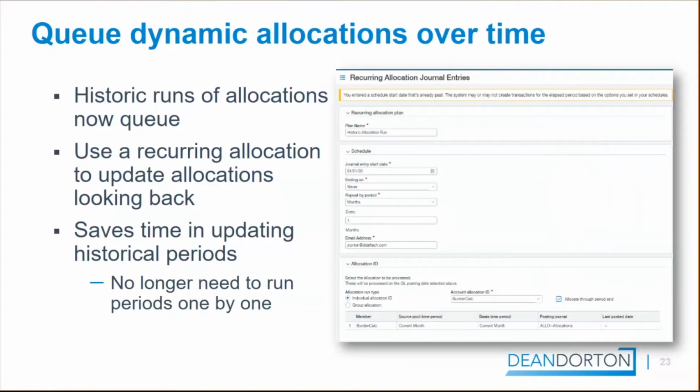So it's a really great, potentially humongously time-saving improvement to dynamic allocations that allows you to do backward-looking adjustments to your allocation without a lot of work. The process used to be running them one by one for historical periods until you got to the current period, and then you could pick up as usual. But now they have fixed that. So much appreciated. I'm sure anybody who's using dynamic allocations will enjoy this.